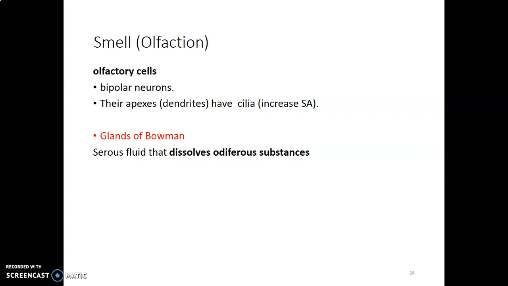So they also produce serous fluid, and this serous fluid is able to dissolve odoriferous substances. So for example, if you smell perfume and immediately afterwards, the Bowman's glands produce serous fluids that dissolve that odoriferous substance. So immediately, if I bring coffee, you'll be able to smell coffee. Okay.